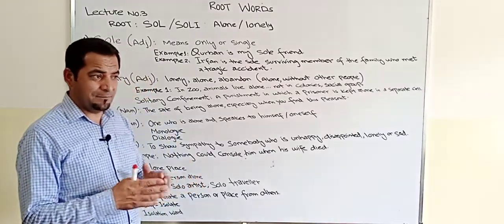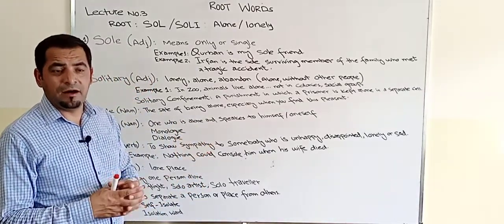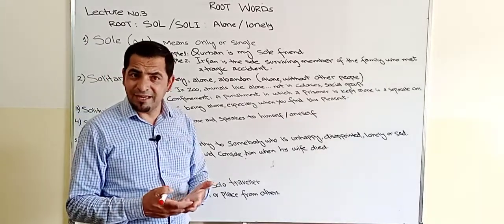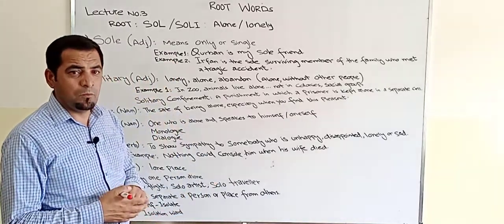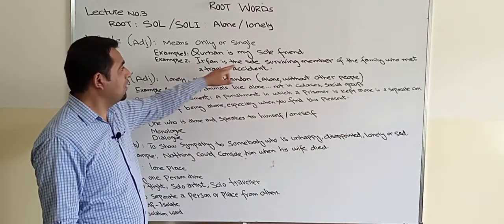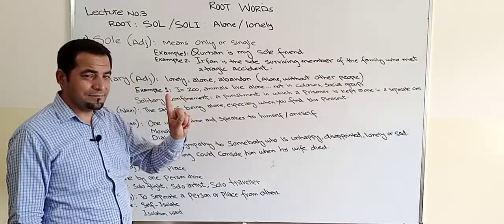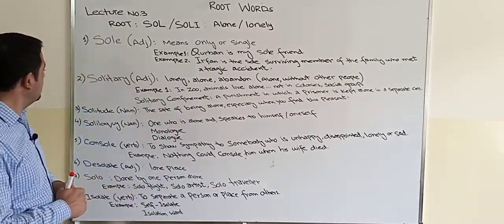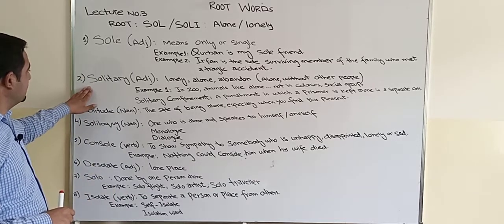So it means that there were so many people in the family, all of them have died, but the only person who survived is Irfan. So sole means one and means single. Okay, so moving ahead, solitary.